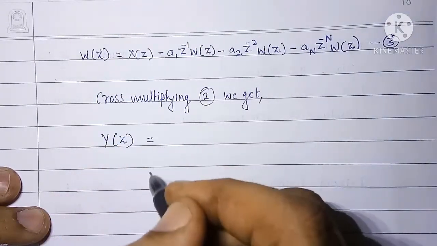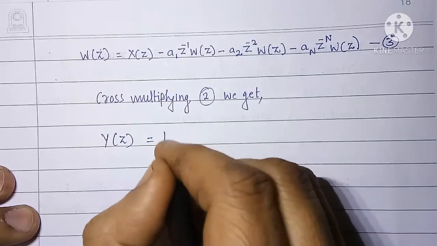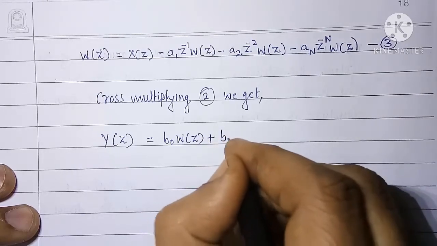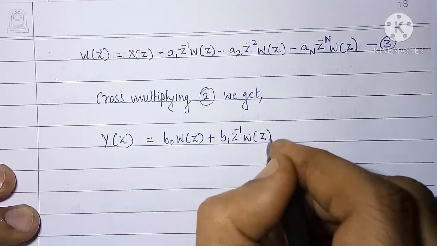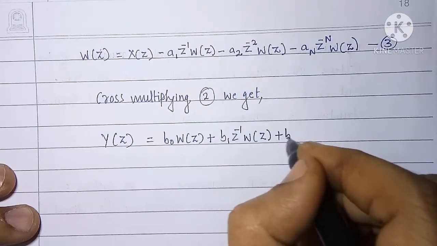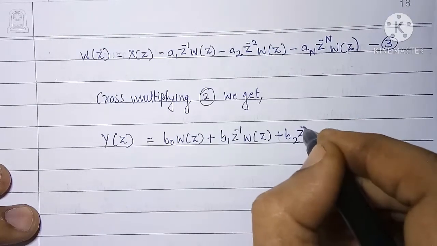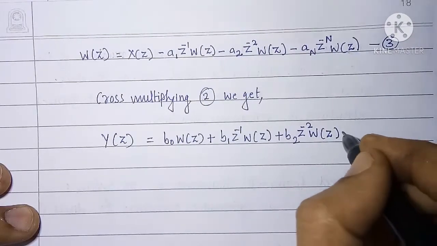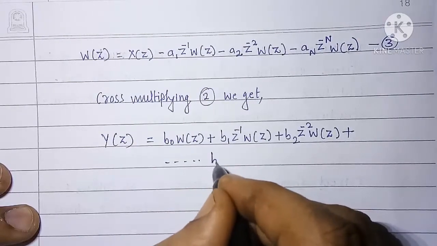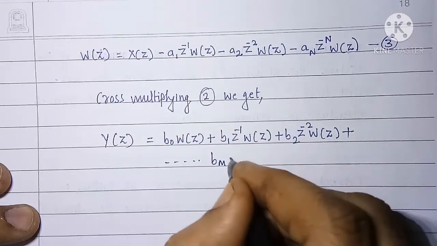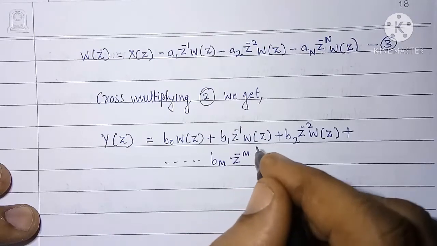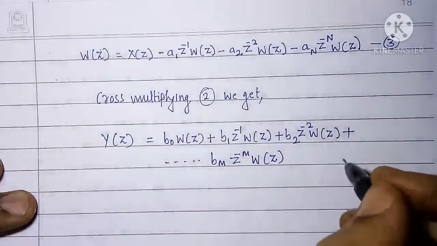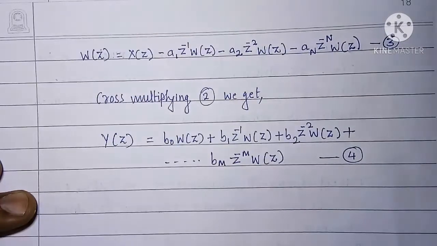Y of z equal to b naught into W of z plus b1 into z raised to minus 1 into W of z plus b2 into z raised to minus 2 into W of z plus dash dash dash bm into z raised to minus m into W of z. Let us call this as equation 4 now.